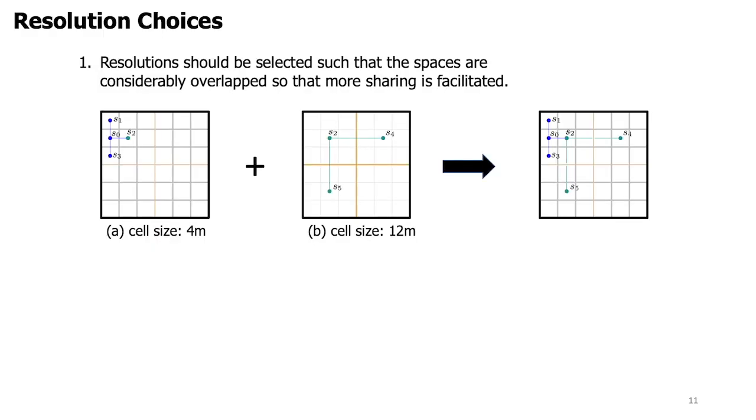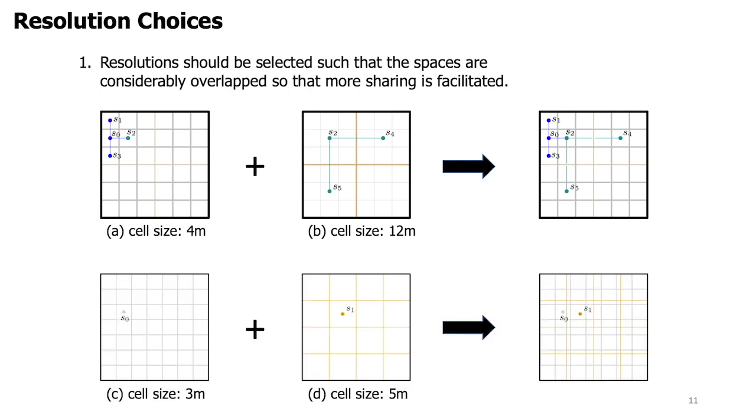Resolutions should be selected to largely overlap the spaces so as to facilitate sharing. The size of a coarser resolution could be multiples of the size of a finer resolution. Hence, the center of a low resolution unit will always coincide with a higher resolution unit. On the first row of the figure, the map has resolutions of 4 meters and 12 meters, so states such as S2, S4 are overlapped between different spaces and thus shared.